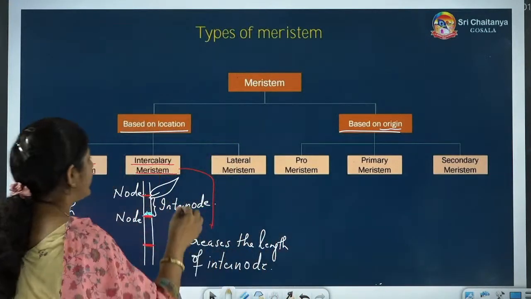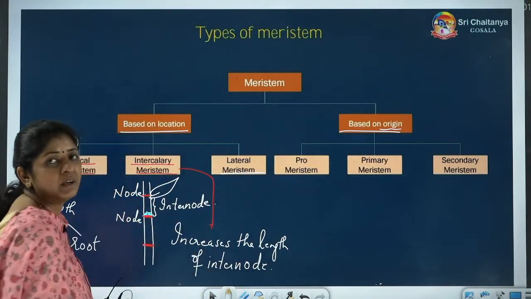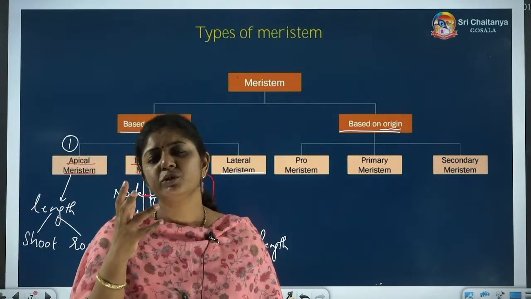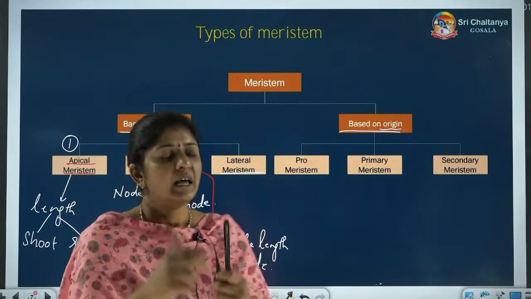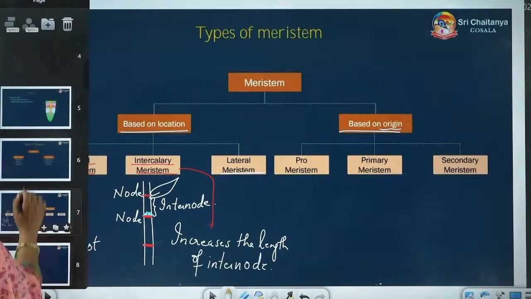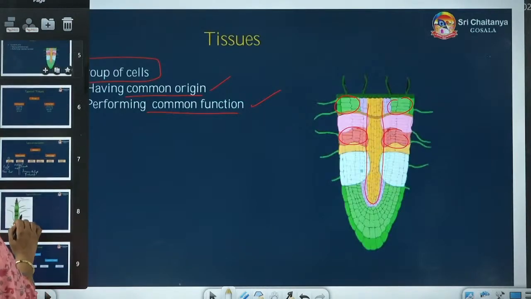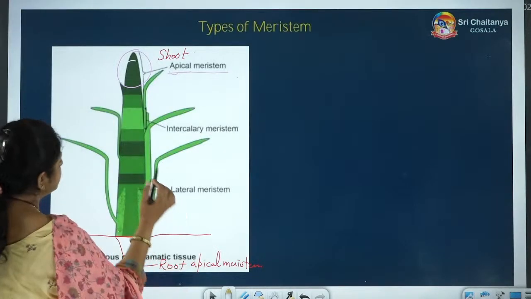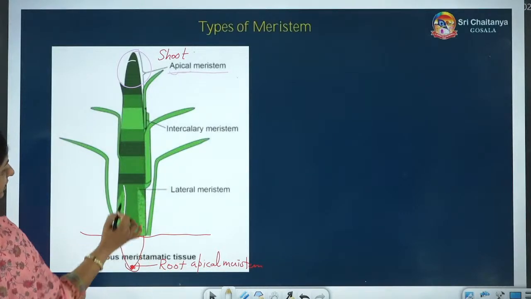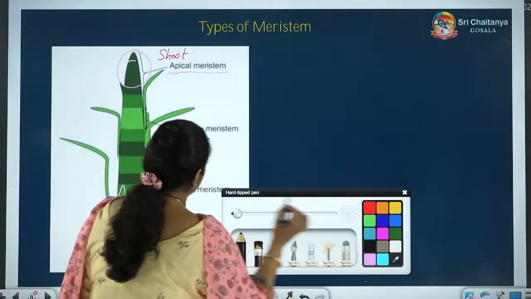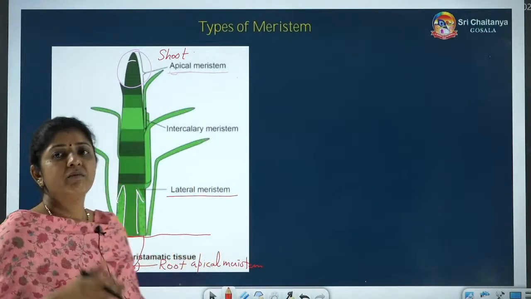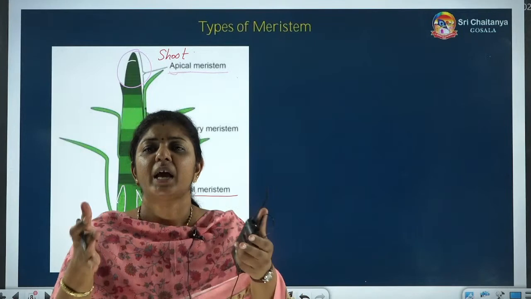Now the third one is lateral meristem. What is lateral meristem? Again it refers to the position. Lateral means they are present on the lateral position. Let's see through this diagram again. In this diagram, can you see this position? This is on the lateral side. These lateral meristems will increase the diameter of a plant.